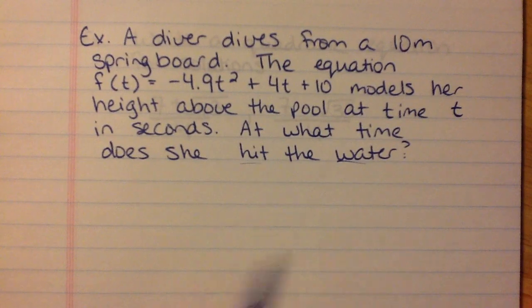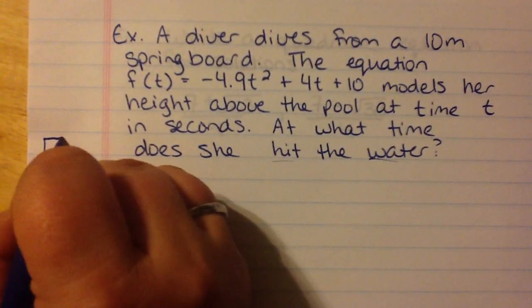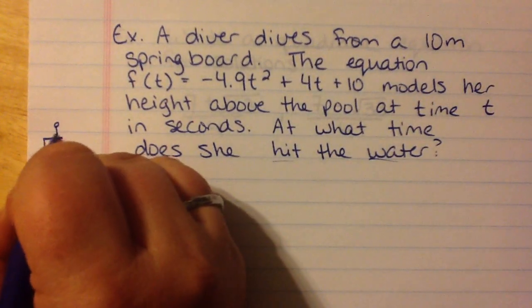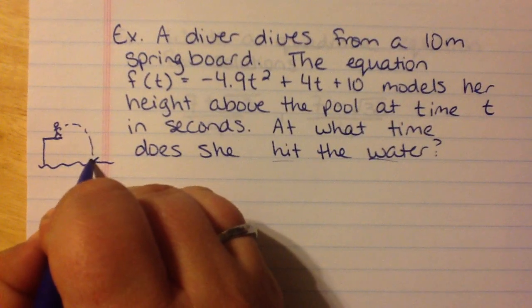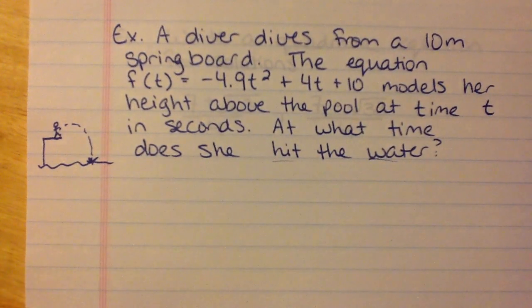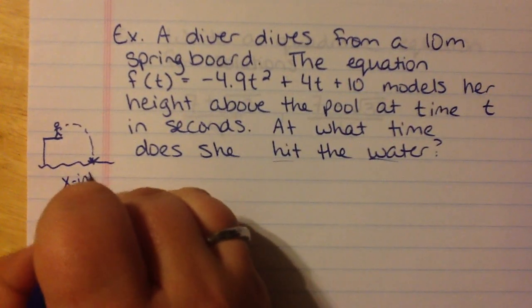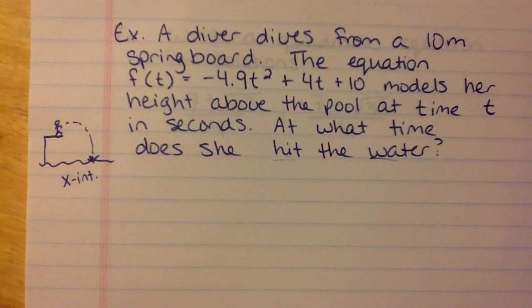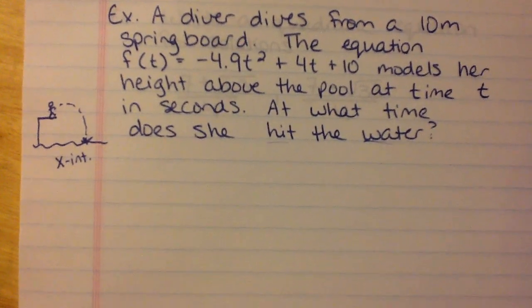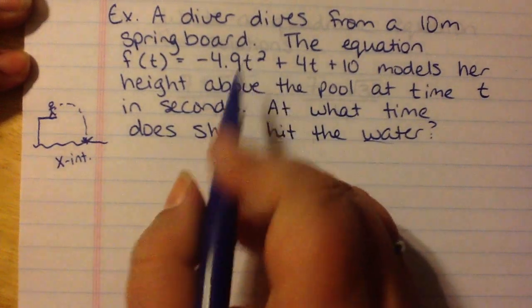Well, if we look at this like a parabola, here we have our water, here we have our diving board, and here we have our little diver who's going to go splash. So when she hits the water, that is actually our x-intercept. And we know the quadratic formula helps us find our x-intercepts, or zeros, or solutions, or roots. So we can find it by using the quadratic formula.